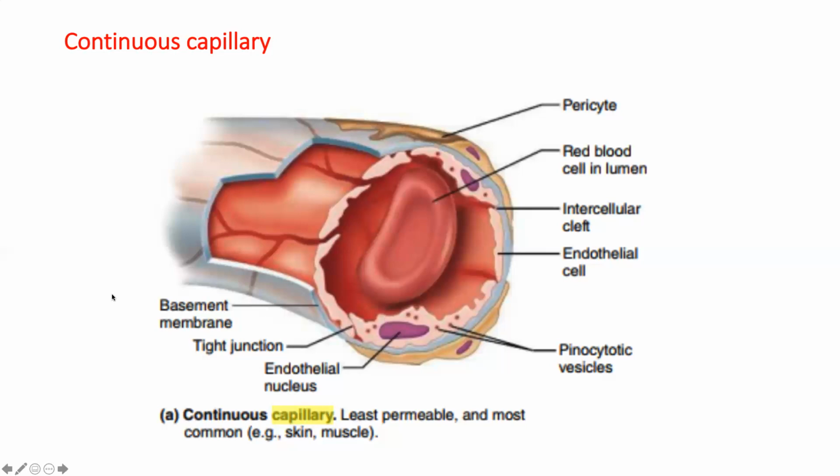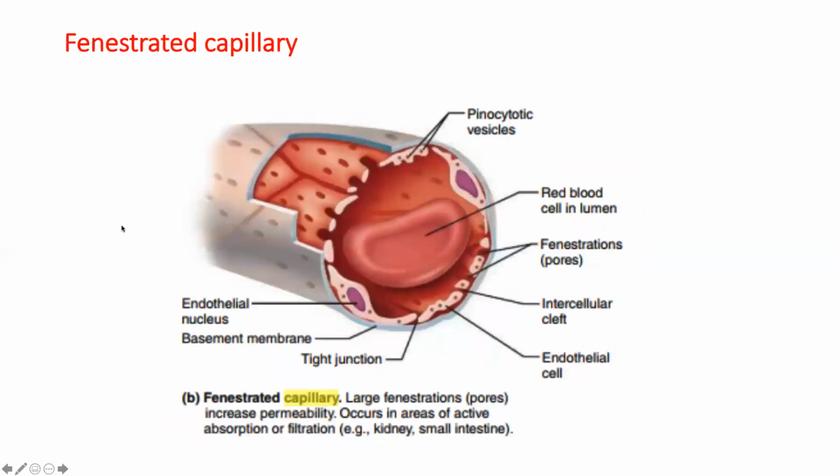So because of the minimal leakage, it will be good for us to use this type of capillaries where we do not want a lot of transfer, for example, like skin and muscles, or the blood capillaries in the brain. We will use this type of capillaries. So let's look at the next slide.